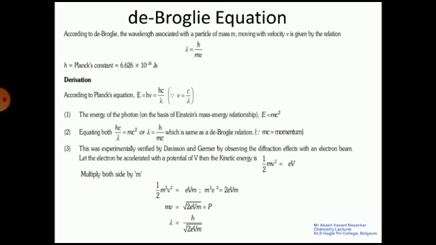Next, the de Broglie equation. The de Broglie equation speaks about the dual character of the electron. We know about wave particle duality, right? The theory of wave particle duality was developed by Louis Victor de Broglie. He proposed that a moving particle has wave as well as particle properties.